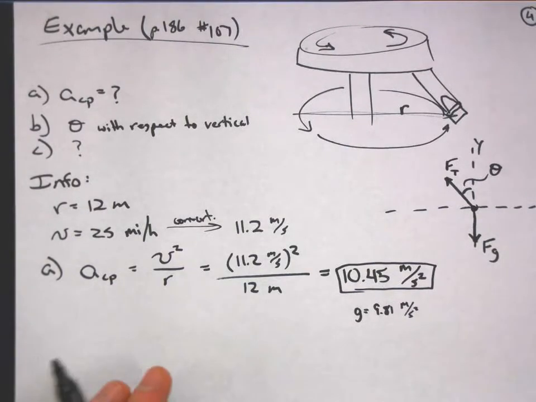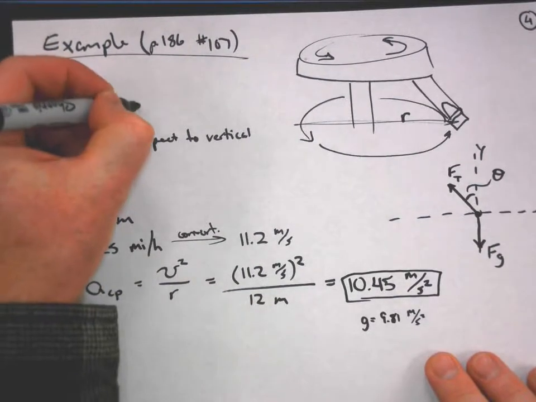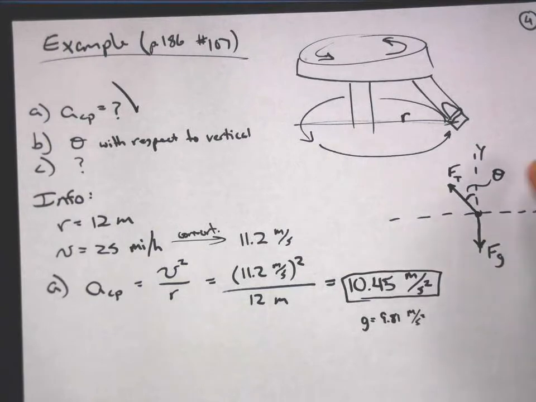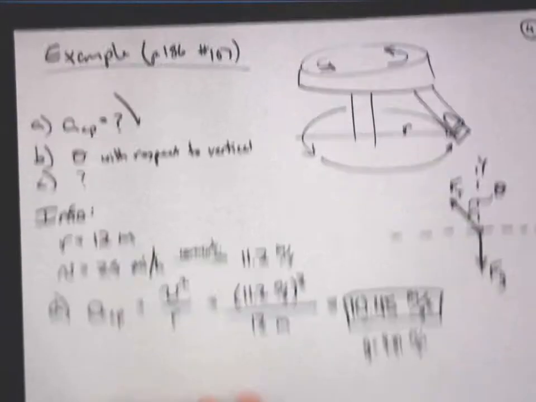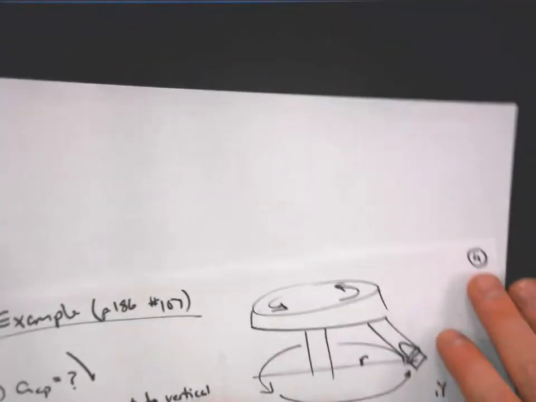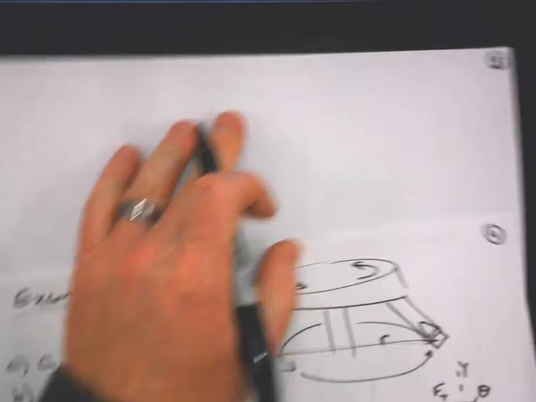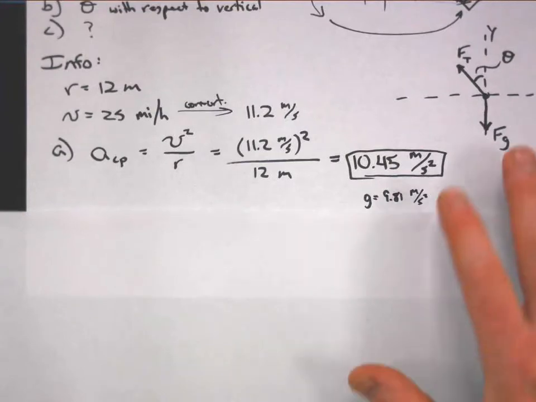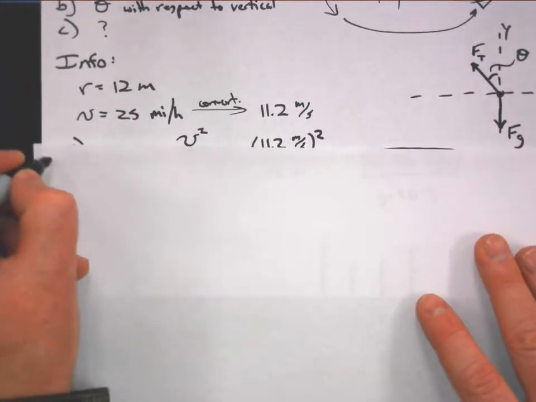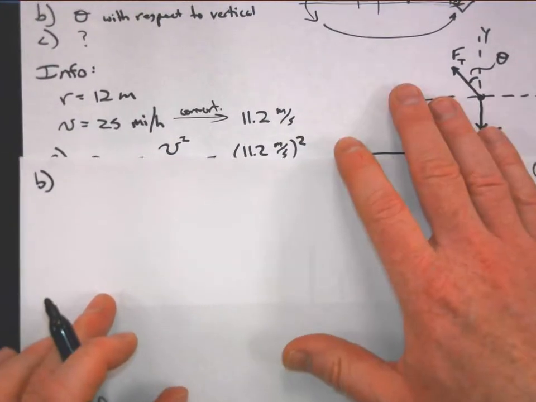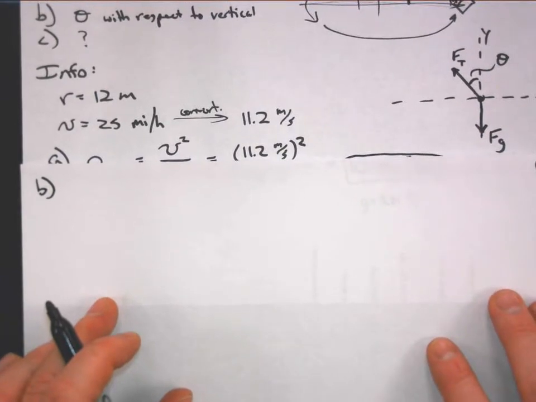But that's it for part A, right? We've answered that question. Check. Now, how about that angle? So let's get started on that. This way, so we can see everything a little better. Go to part B here for that angle theta.